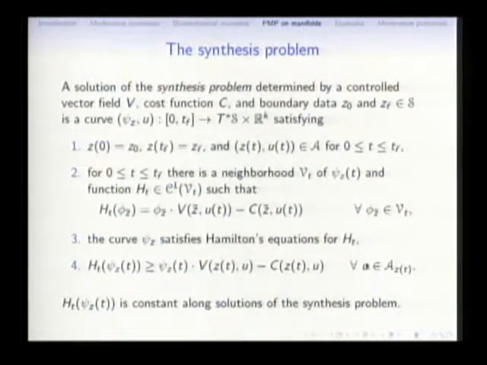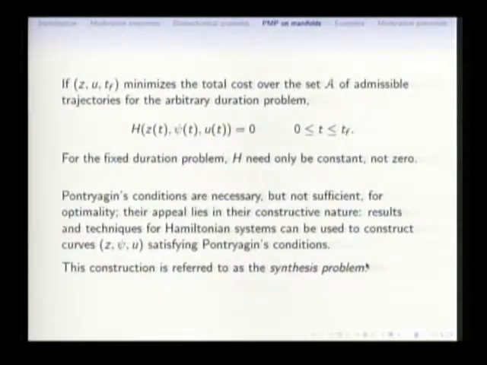You can have solutions of the Hamiltonian problem that are not optimal, but if you're into Hamiltonian mechanics, this gives you a good handhold on how to find these things. Okay, and it's a Hamiltonian system. That time-dependent Hamiltonian will, surprise, surprise, be preserved along solutions.